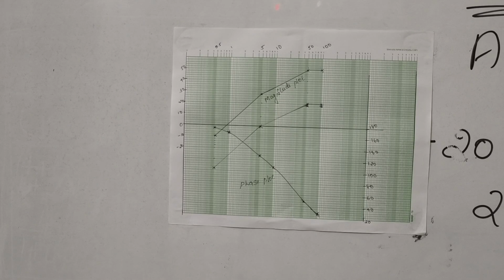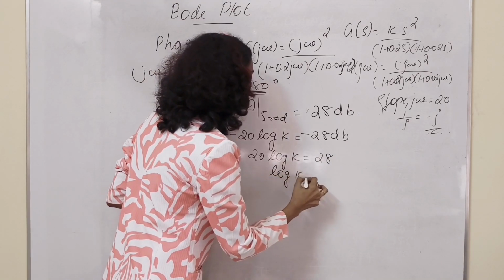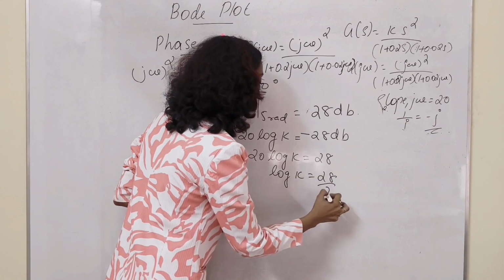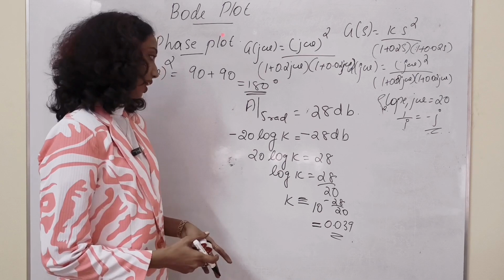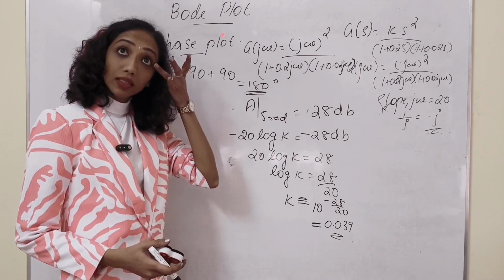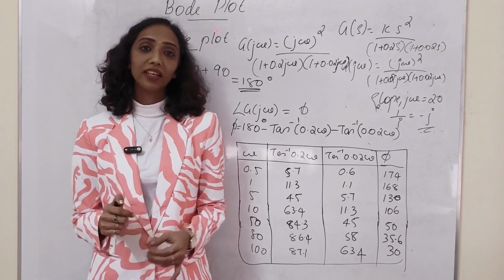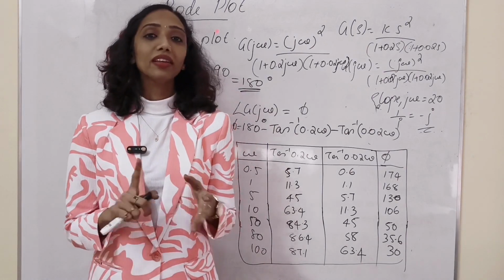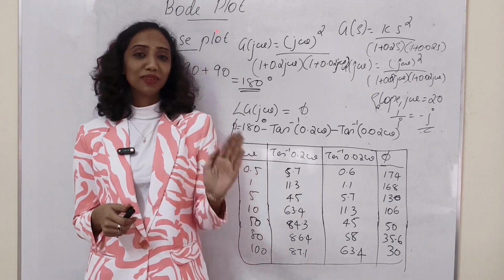Then using this picture and 28 dB, we can calculate the value of the constant K. That is, log K is equal to 28 by 20, and K is 0.039. Clear? So we have finished the Bode plot completely, with the magnitude plot and the phase plot. We will meet you again in another video. Bye bye.